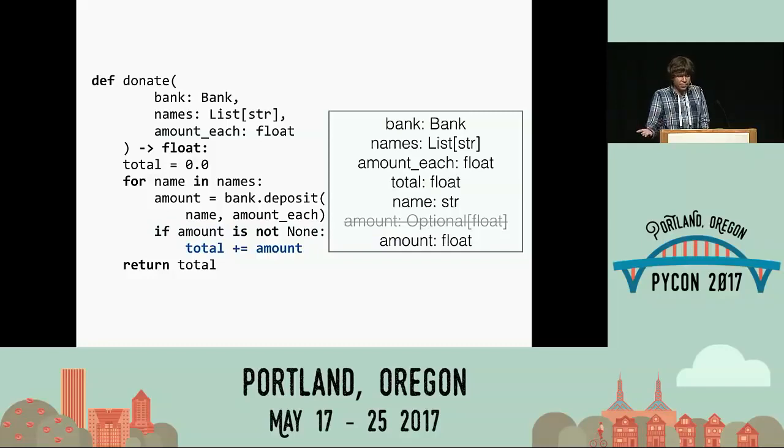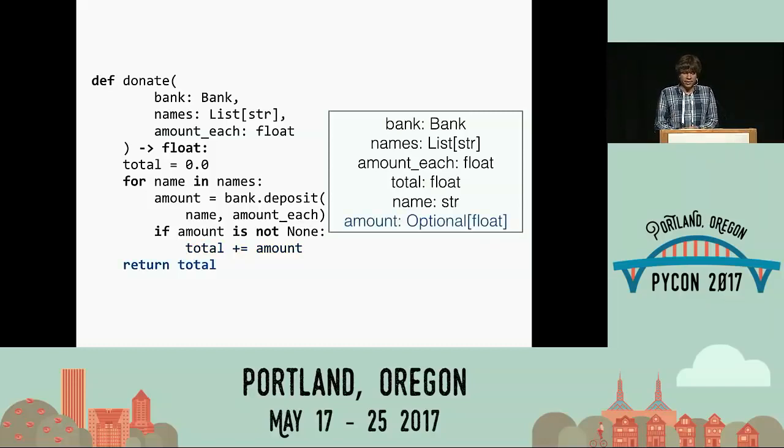And now MyPy can type check the assignment in the if statement. It sees that, okay, amount is just a float, so adding a float to a float is valid. But this wouldn't have been valid if you had an optional float. And then, finally, outside the if statement, the type of amount reverts back to optional float, because the check isn't applicable there anymore.